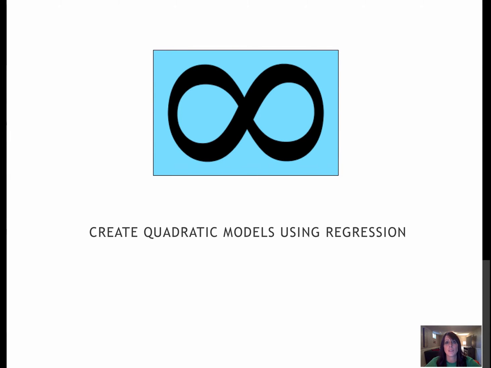In last week's lessons, we learned how to write a linear regression model from a scatter plot by hand, using Excel, and using Desmos. Now we are going to create a quadratic model using regression. That means when we graph the points, they don't appear to make a straight line, they appear to make a parabola, either shaped upward or pointing downward.